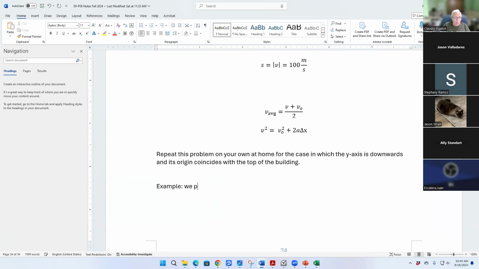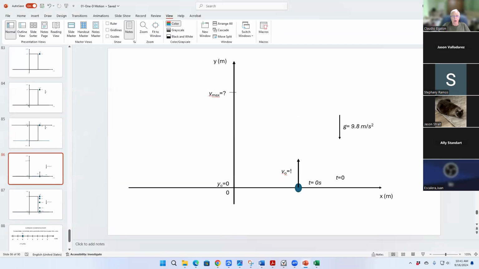Okay. We propel an object upwards with a non-zero initial velocity. Okay, find the maximum height reached by this object. I'm going to put that here as the solution. So we do know the initial velocity, we do know the acceleration, and I want to know the maximum height. Okay? Think about how you're going to do that.